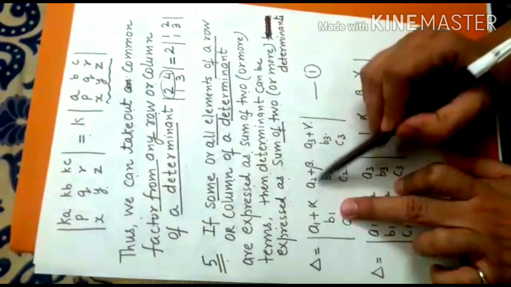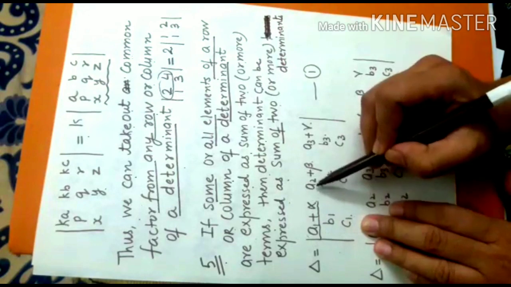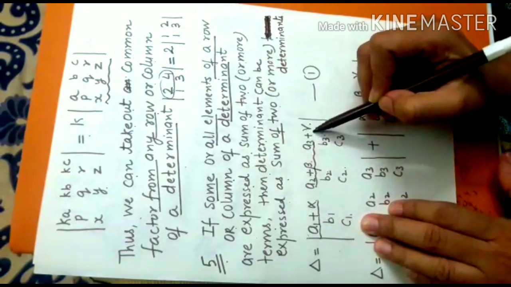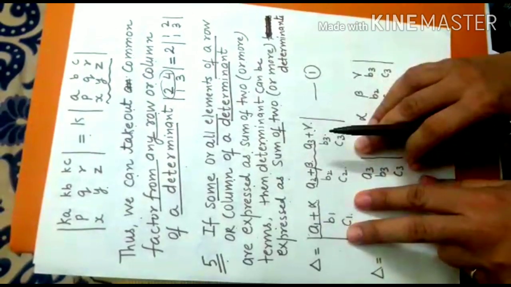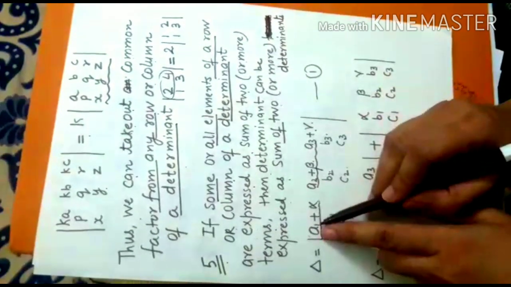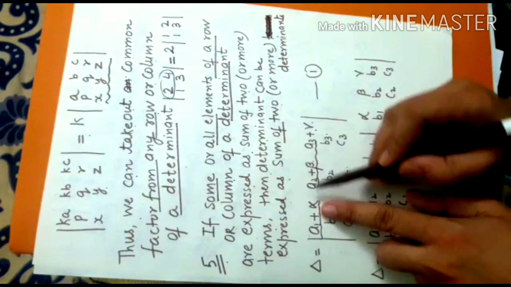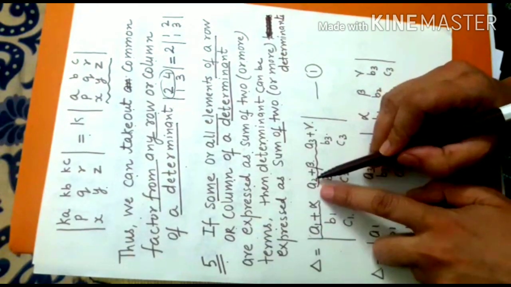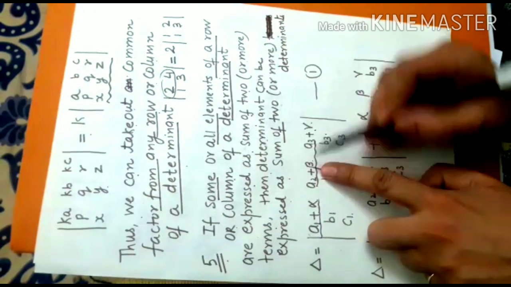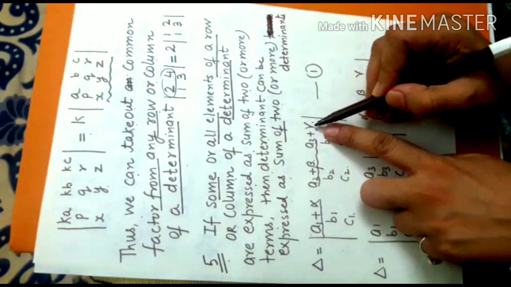Now here you can see that all the elements of the first row are expressed as the sum of two numbers. The first element is the sum of a1 and alpha, the second element is the sum of a2 and beta, and the third element is the sum of a3 and gamma.